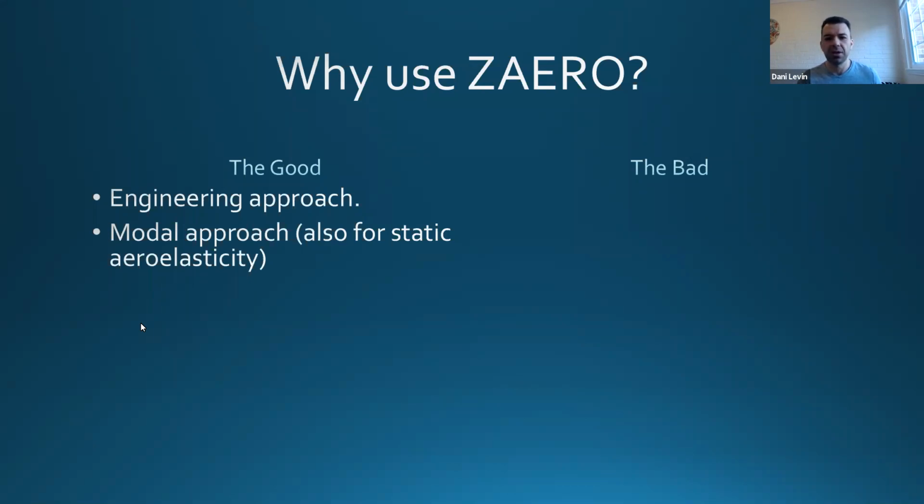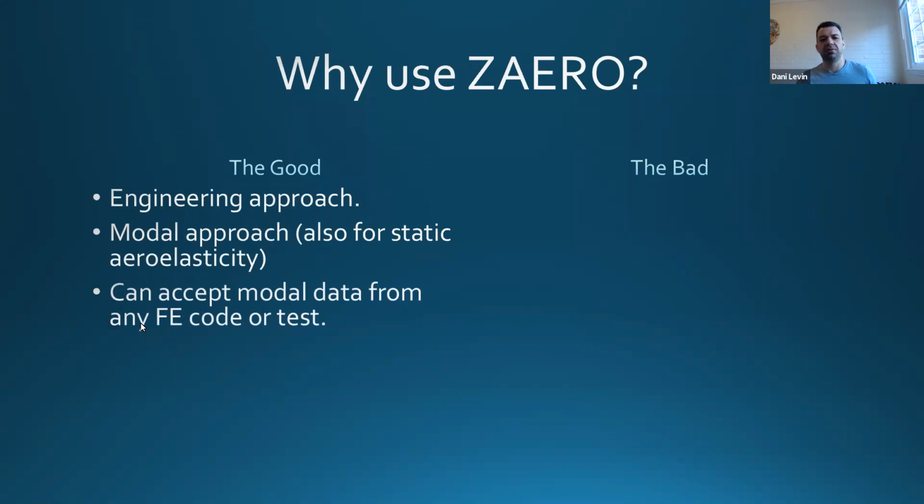This is correct. So Nastran doesn't do this. For Nastran, if you want a static solution, for example, trim analysis, you will need to provide the whole model, and it's a huge quantity of nodes and unnecessary information.